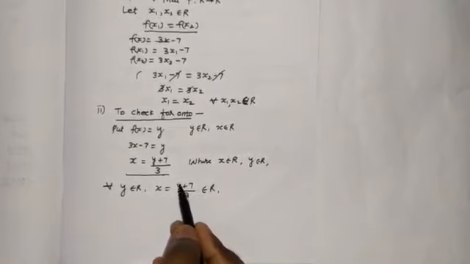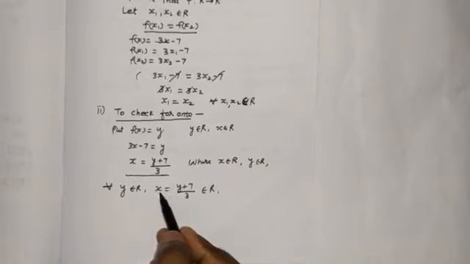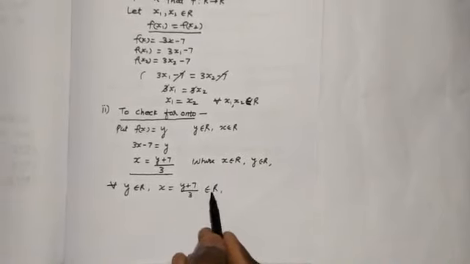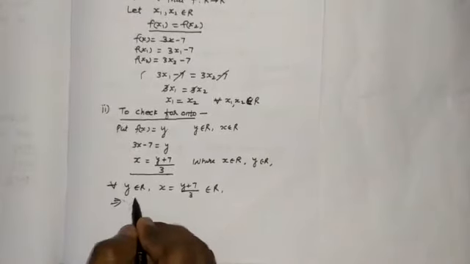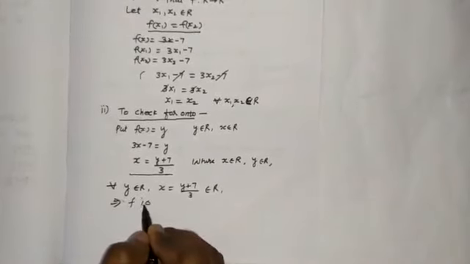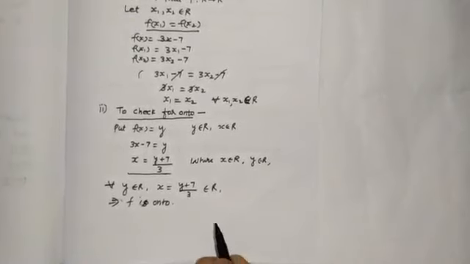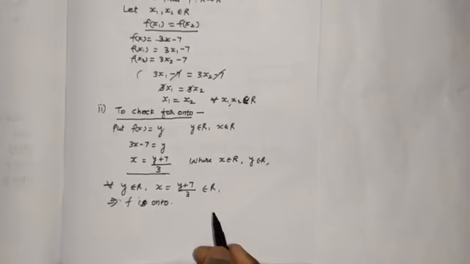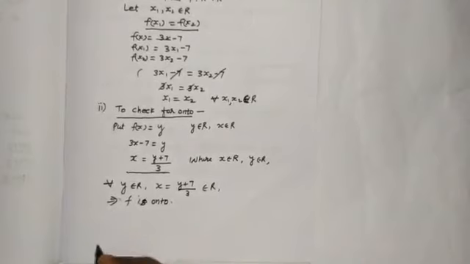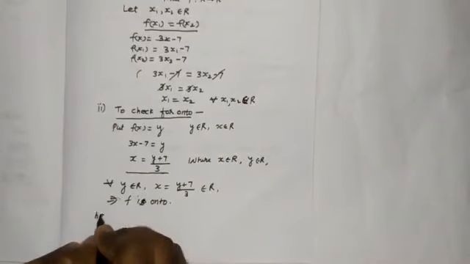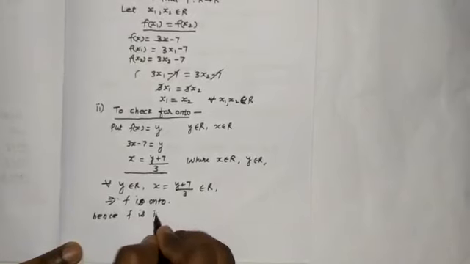If we put any real number in place of y, then you will get another real number x, which belongs to R. So this implies f is onto. It means f is one-one and onto, so it is bijective. Hence f is invertible.